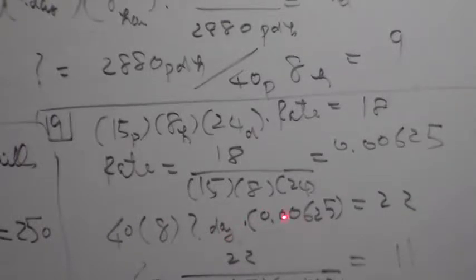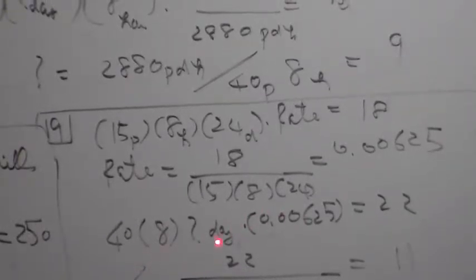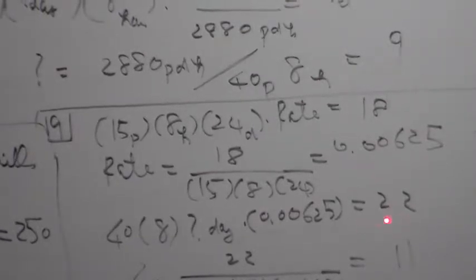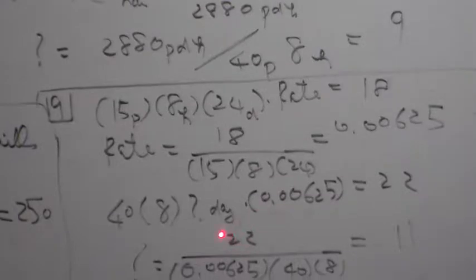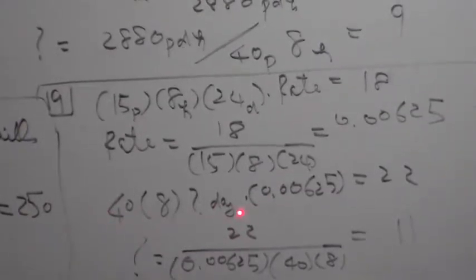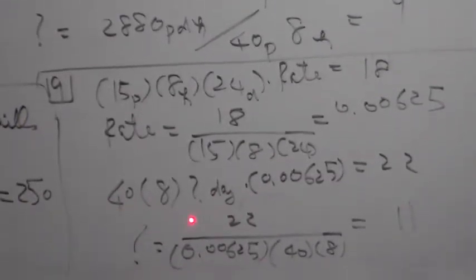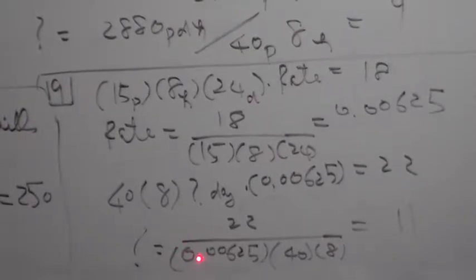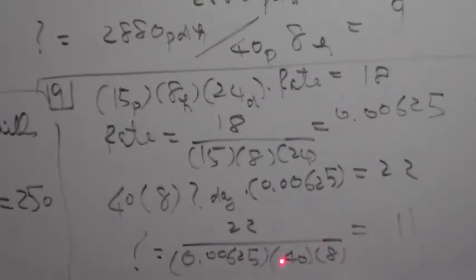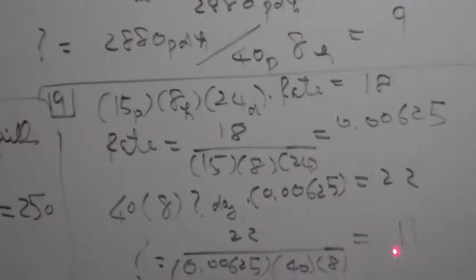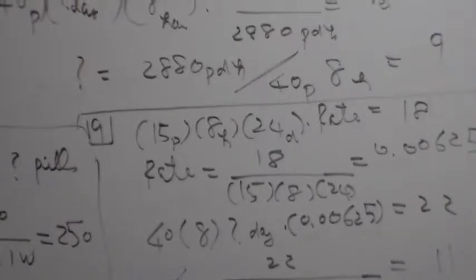Then they ask how many days it will take for 40 painters, 8 hours a day, and total time. This is the total time. Then we know the rate, and what is it? 22 houses right there. So we're looking for how many days, the question, right? So we move everything to the other side. The question is 22 divided by 0.00625 times 40 times 8. Once you do this, 11. Okay? Thank you. Now you're going to do vocabulary.